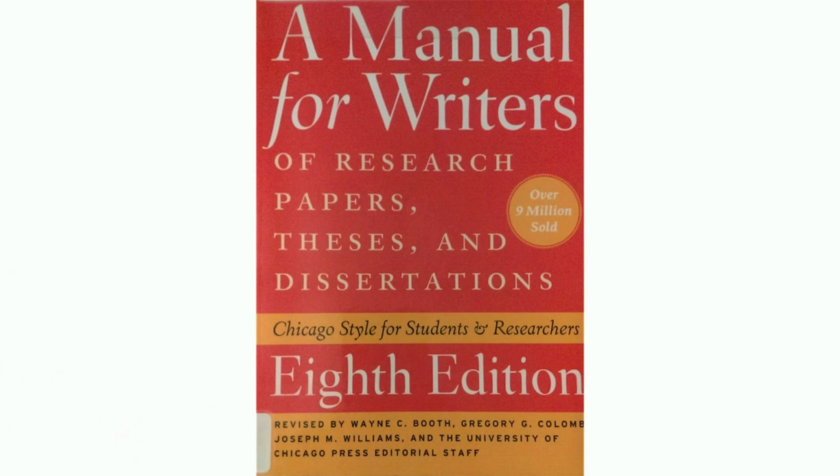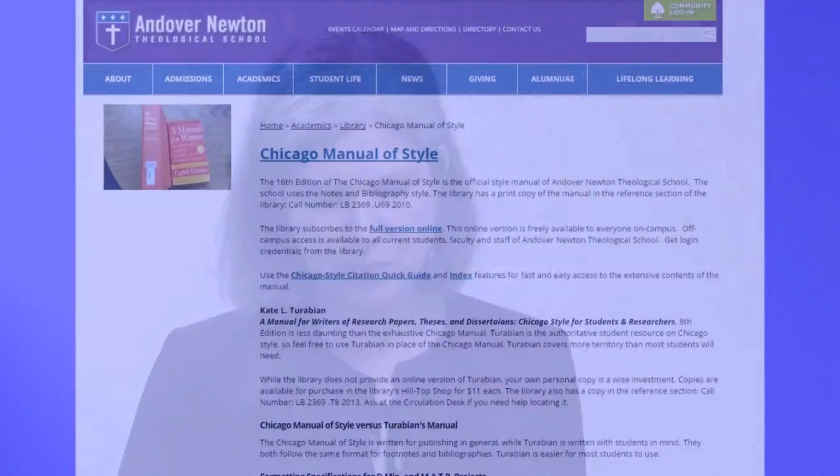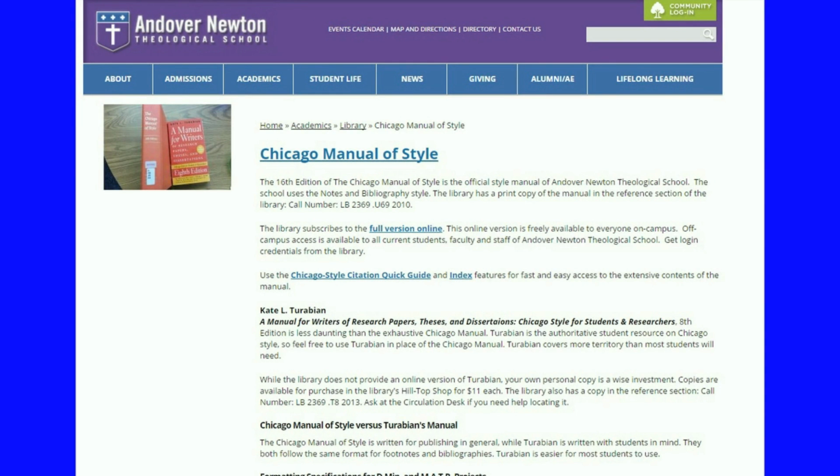Everyone is welcome, but before we begin, I have some advice that's specific to those people who are writing their thesis. You're going to have to use a manual for writers of research papers, theses, and dissertations. That manual is less daunting than the Chicago Manual of Style, and I encourage you to use it. Both of the manuals are available in the library, in print, and the Chicago Manual of Style is available online.